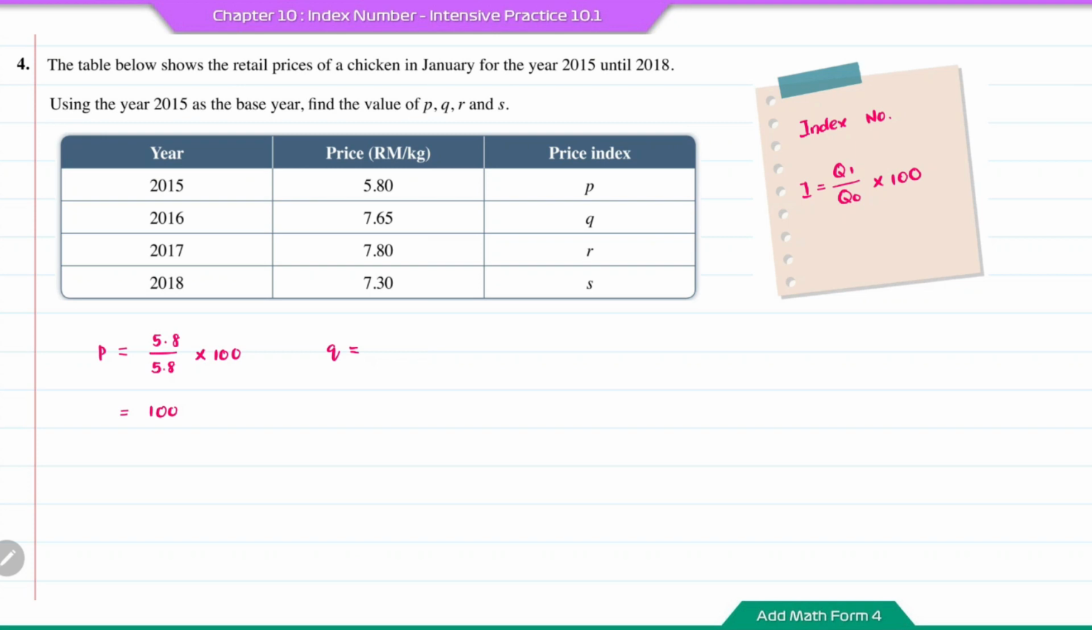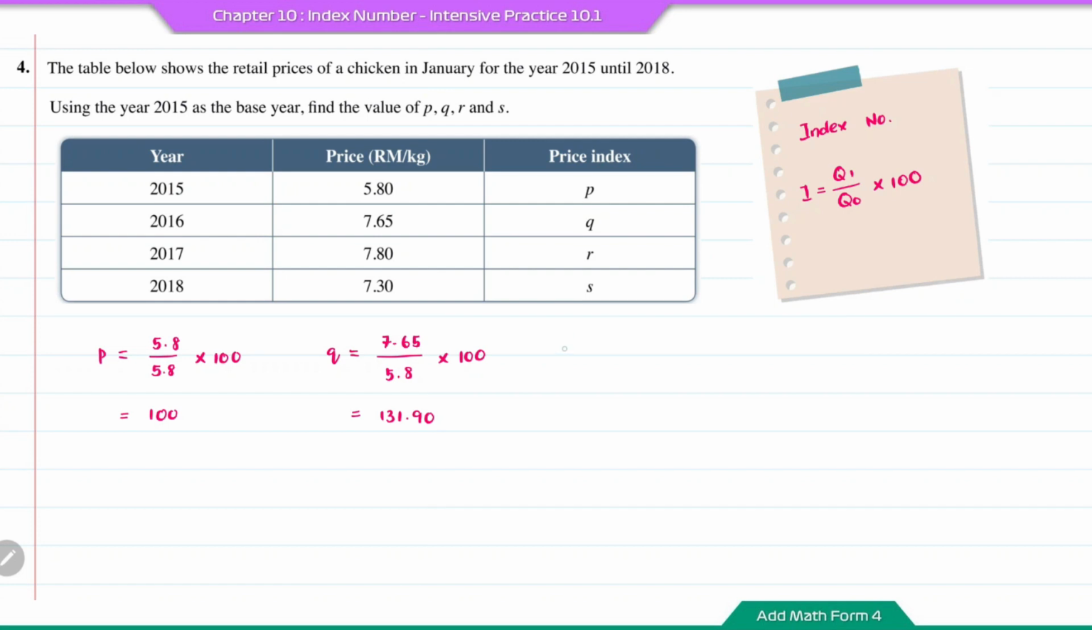As for Q, we're going to take the price in the year 2016, which is 7.65, divide it with the base year, which is 2015, 5.8, multiply it with 100. The answer will be 131.90. As for R, we're going to take the price in the year 2017, which is 7.8, divide it with the base year, which is 5.8, multiply it with 100.